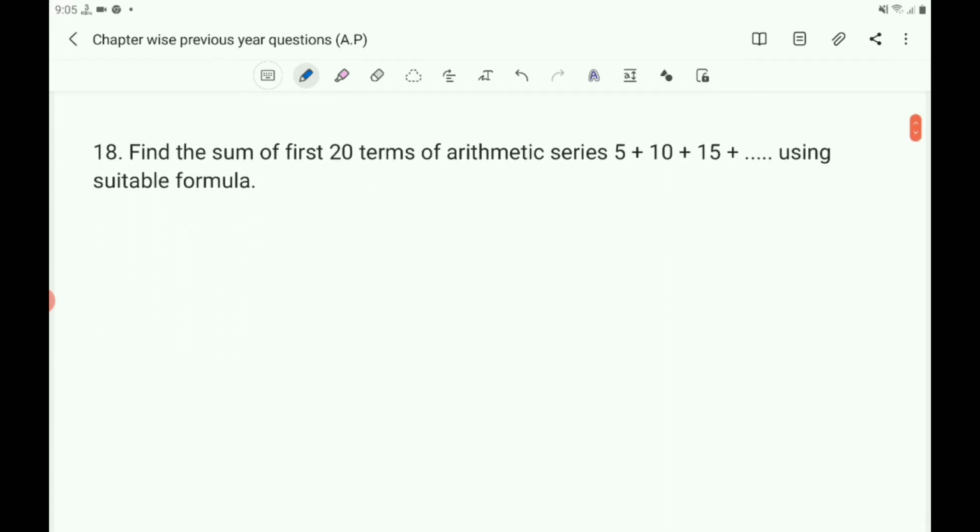Next, let us take question number 18. It is also a question from the arithmetic progression chapter, the 18th question of the same question paper. Find the sum of first 20 terms of the arithmetic series 5 plus 10 plus 15 plus so on using a suitable formula. So you take that arithmetic series 5 plus 10 plus 15 plus so on to 20 terms.